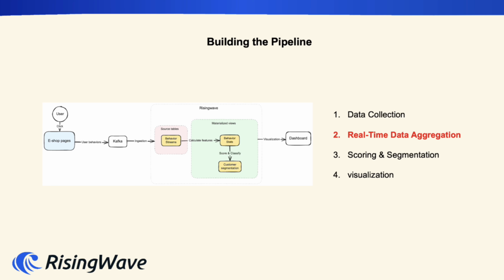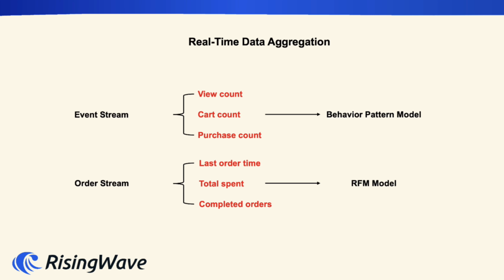Next, we need to leverage materialized views to perform real-time aggregation on these raw data streams. For the event stream, we will count the number of the three types of events for each user within 2 months. These aggregated data will be used for scoring in the behavioral pattern model. As for the RFM model, its scoring is based on the order stream. We will calculate the timestamp of a user's most recent purchase, the total number of historical orders, and the total consumption amount, which will serve as references for recency, frequency, and monetary.